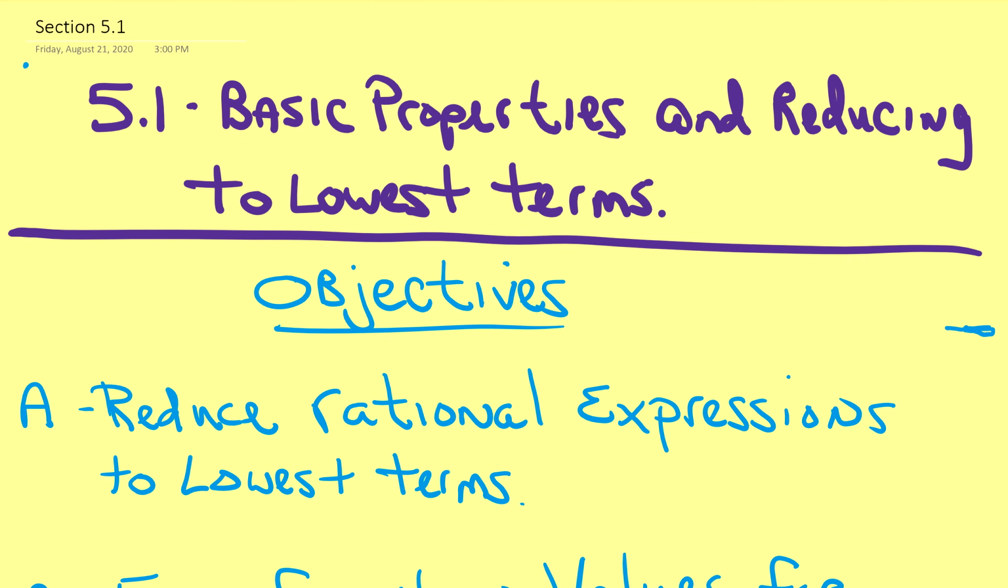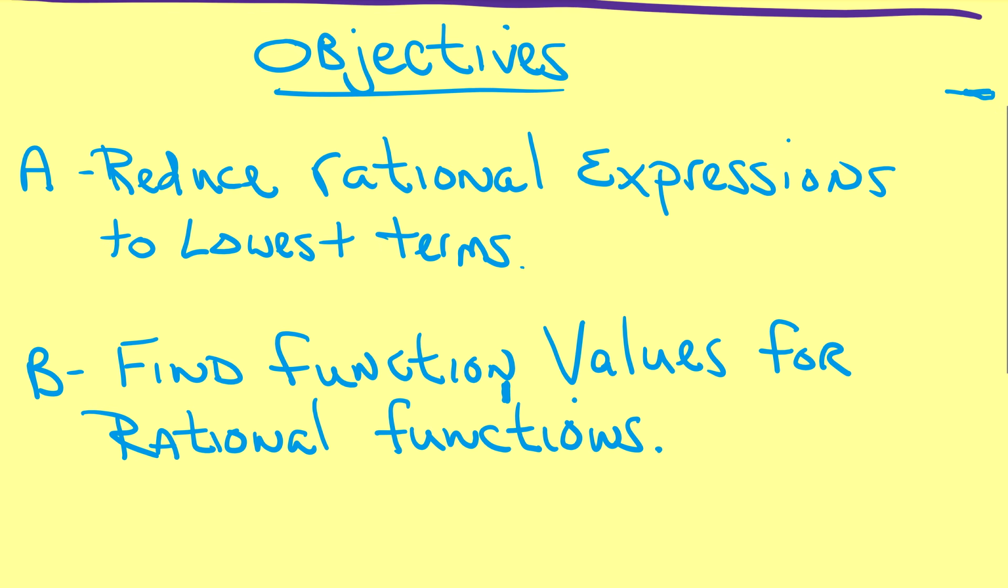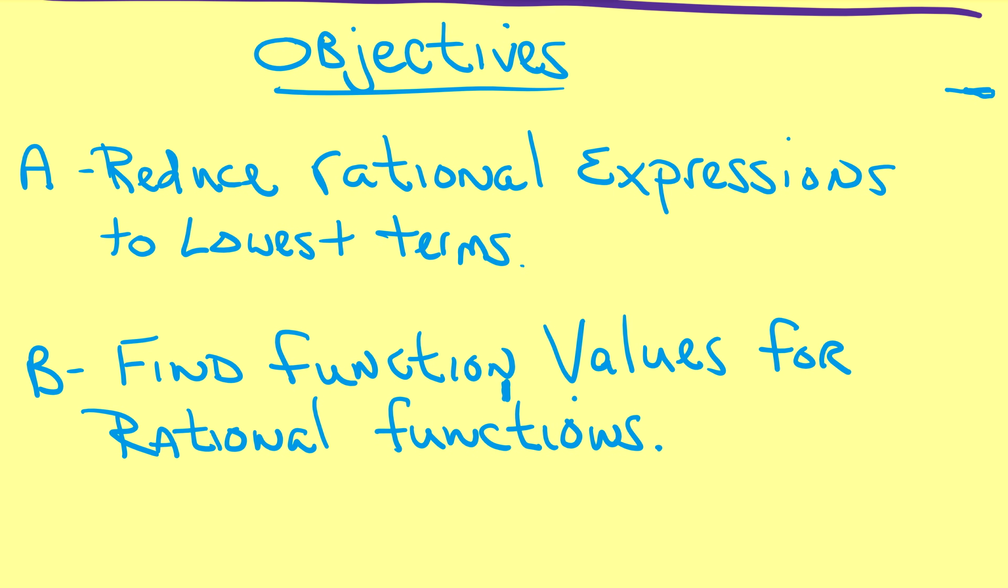All right, good afternoon. Approaching section 5.1. Let's see what we've got here. Now, this is basic properties and reducing to lowest terms. We don't know what we're reducing to lowest terms. Our objectives: reduce rational expressions to lowest terms.